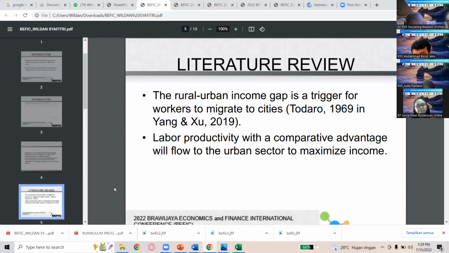Okay, next we use iterative review, and for urban migration we use Todaro theory, that people also migrate from rural to urban areas, of course, to get more income. But the implication is this could reduce labor productivity in the agriculture sector. And this is not only to urban, but also abroad.